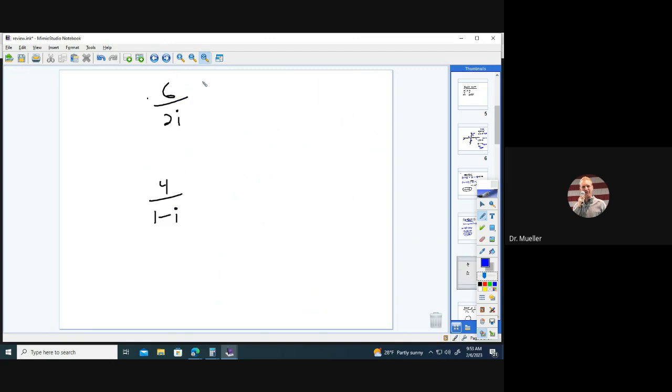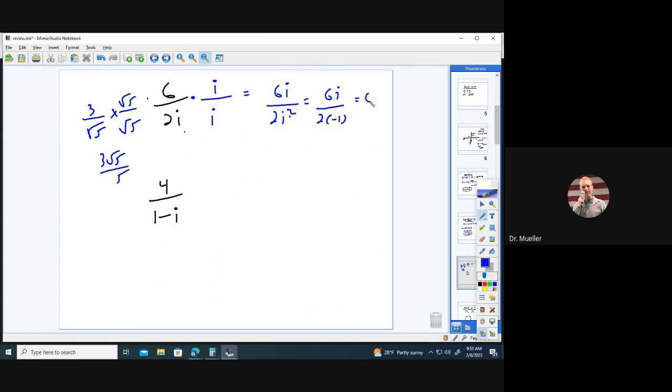If we're dividing by i, it's similar to the idea that we can't have a square root on the bottom of a fraction. We have to rationalize that. So like here, we would multiply the top and bottom by root 5 and get 3 root 5 over 5. Same thing here. So we're going to multiply both the top and the bottom by i, and we get 6i all over 2i squared, which is like 6i over, again, this becomes negative 1. So 2 times negative 1, so that gives us 6i over negative 2, which is negative 3i.